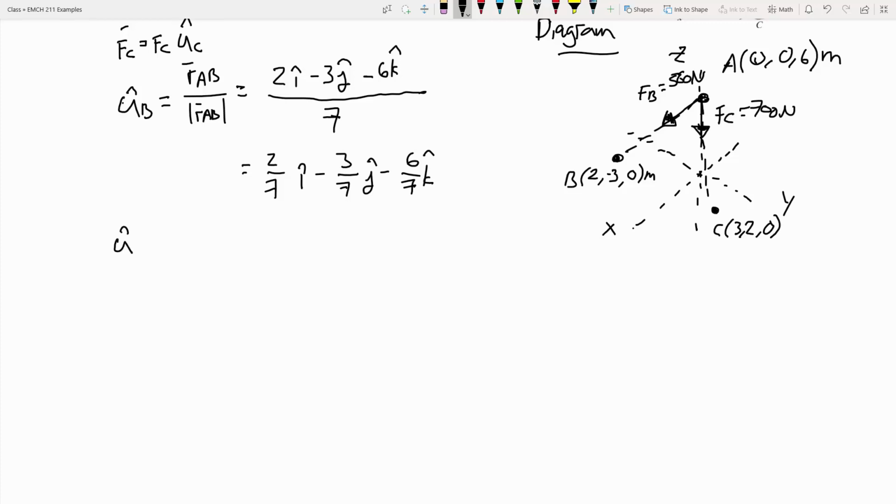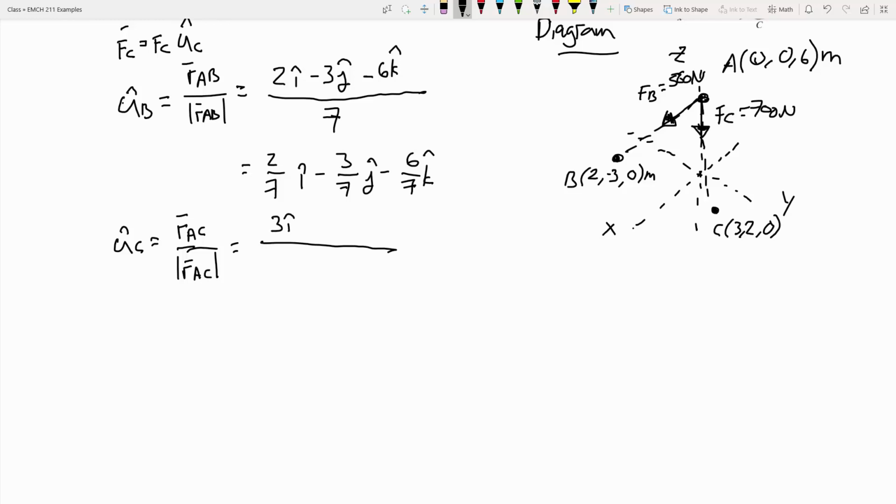All right, now I also need u hat C. So this would be the same idea. I need the position vector that points from A to C in this case, and then I will divide it by its magnitude. Right, so the endpoint now is C. So same idea as the previous one. It's going to be the endpoint minus the start point.